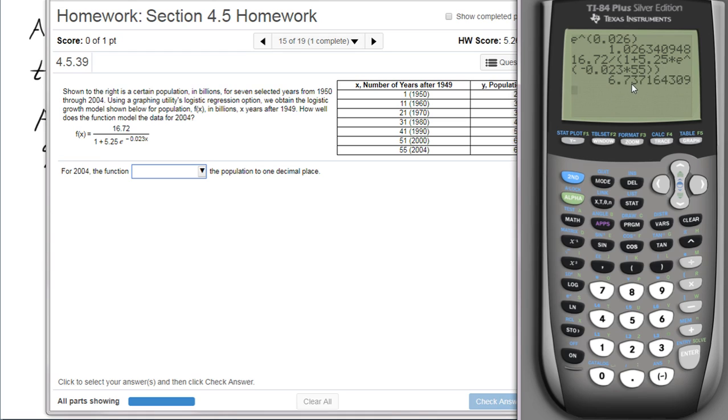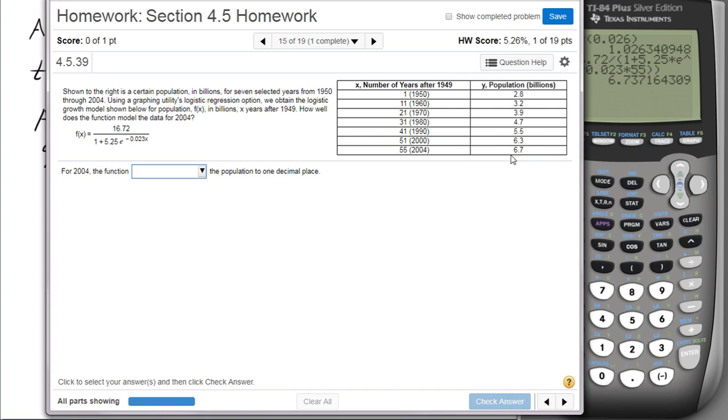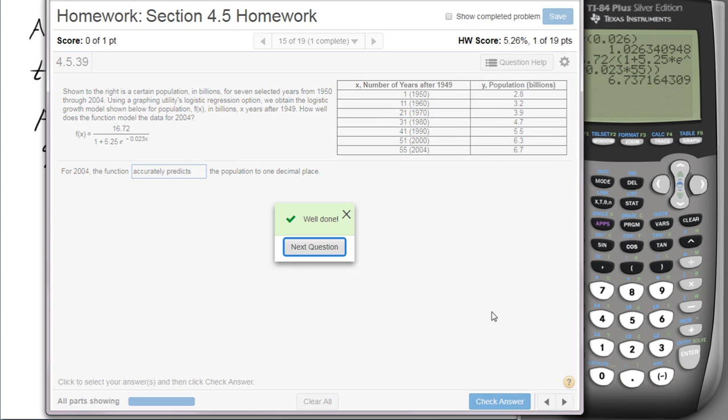This is 6.74, and this is 6.7. So to one decimal place, 6.74 rounds to 6.7. So to one decimal place, the population accurately predicts. Again, we're talking one decimal place.